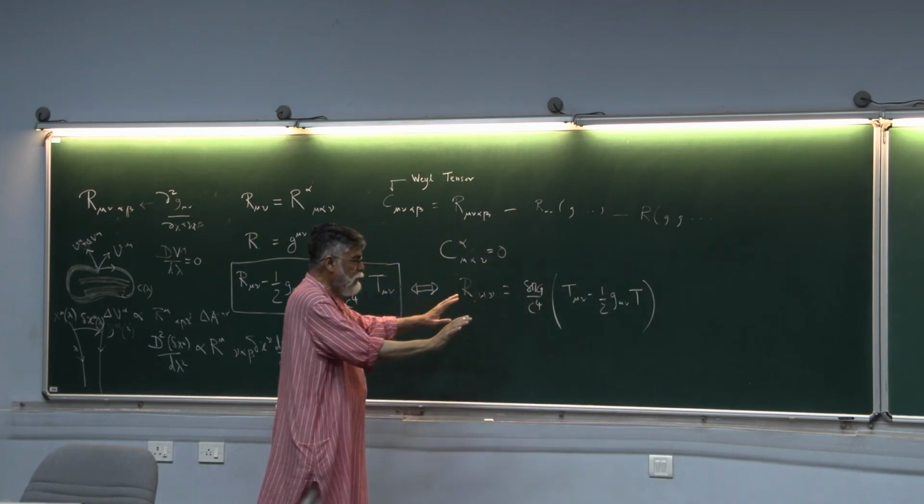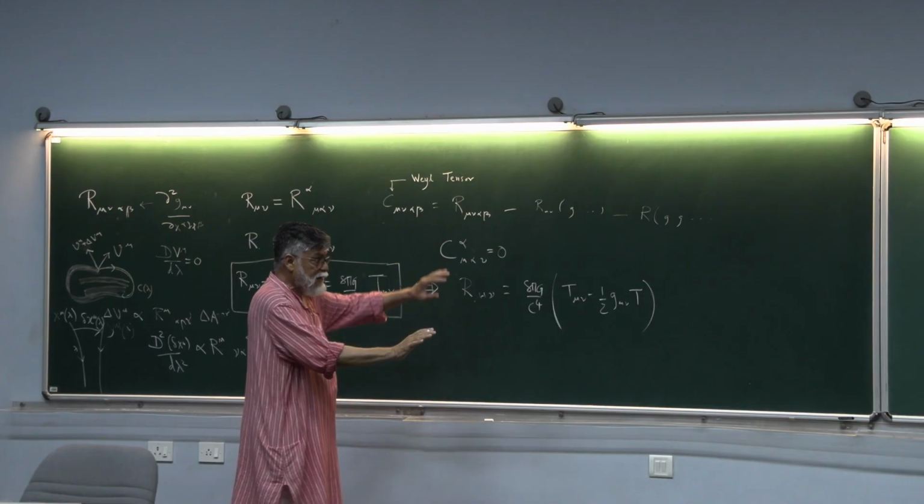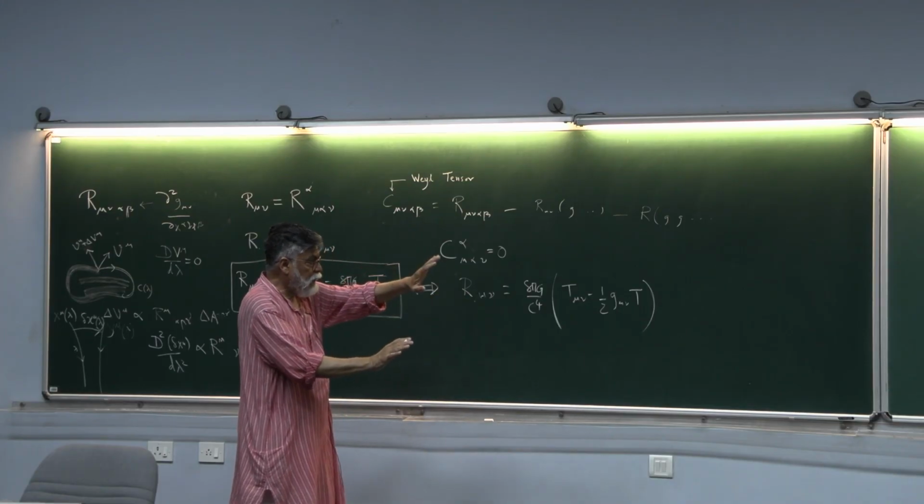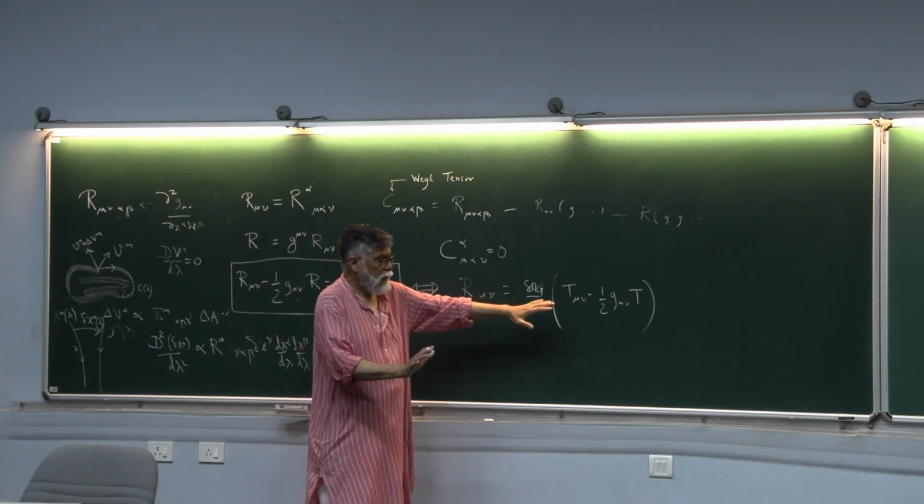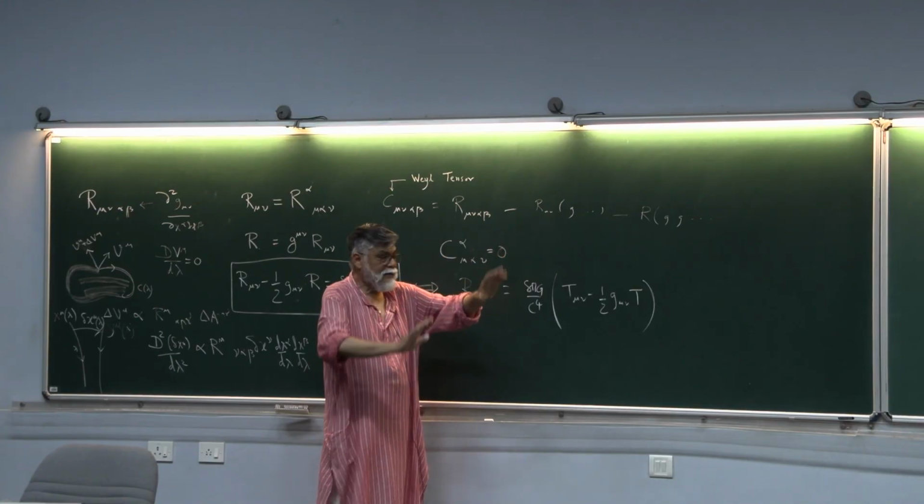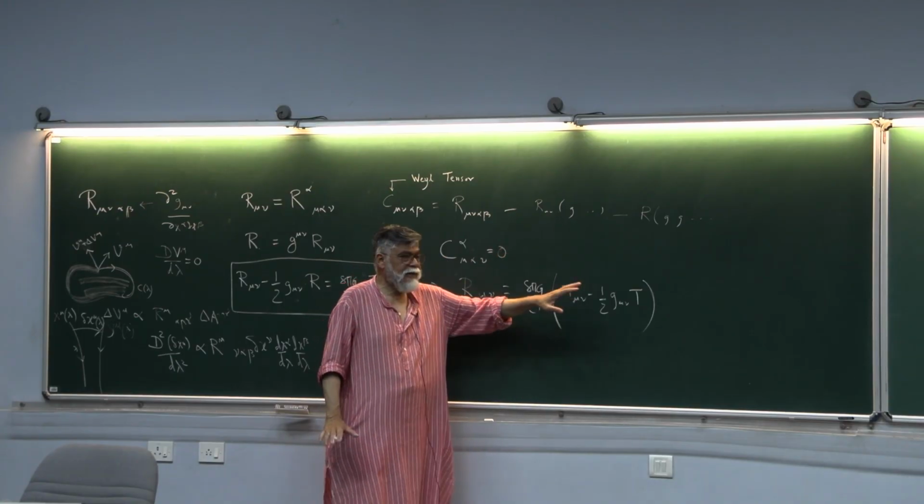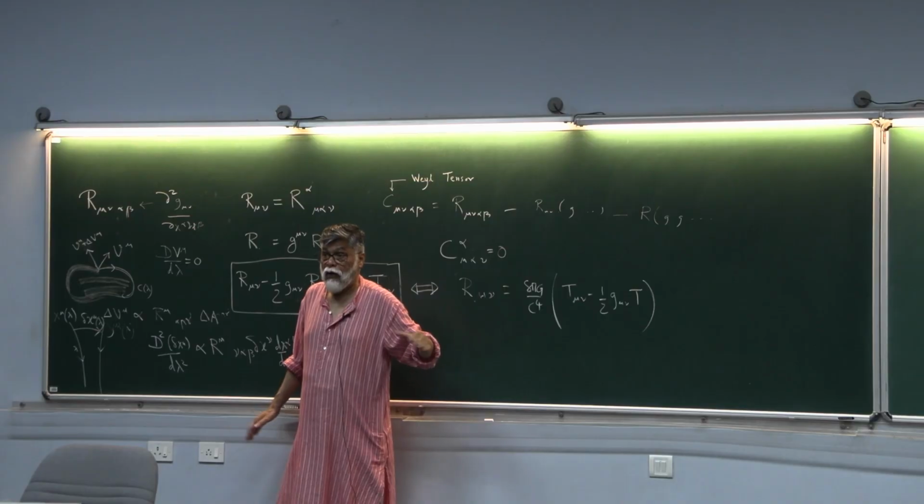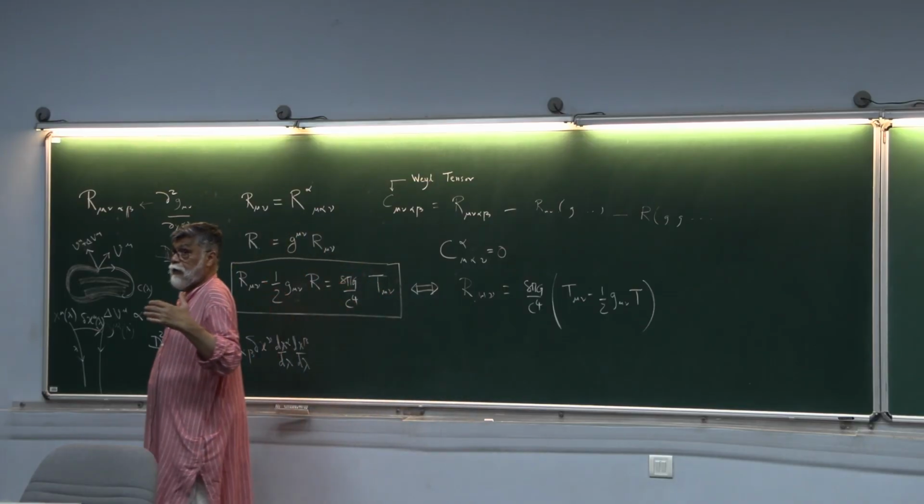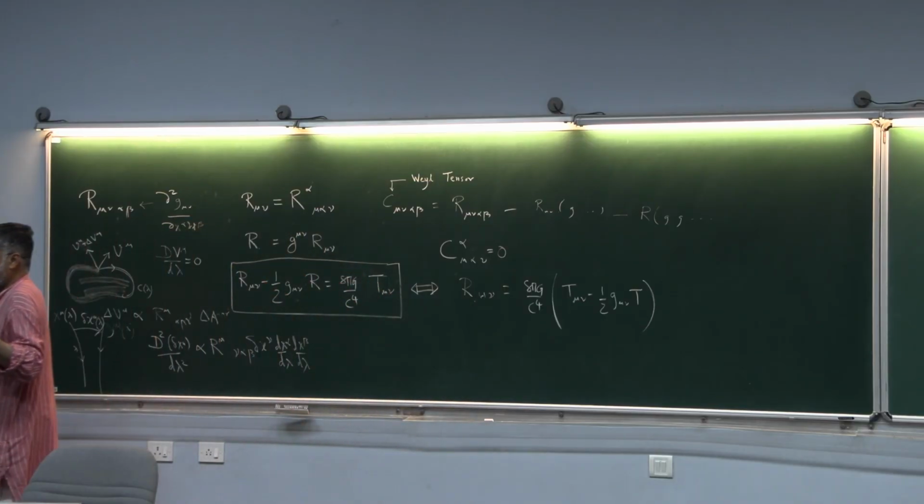What this tells me is that in the region where there is no matter, that means in the region where matter is absent, T_{mu nu} and T will be 0, and therefore the Einstein equation forces the Ricci tensor to be 0 in the region where there is no matter. If the Ricci tensor is 0, the Ricci scalar is also 0 because the Ricci scalar is just g^{mu nu} R_{mu nu}.